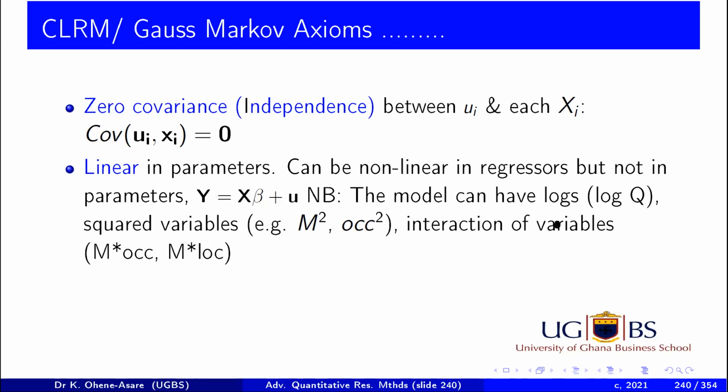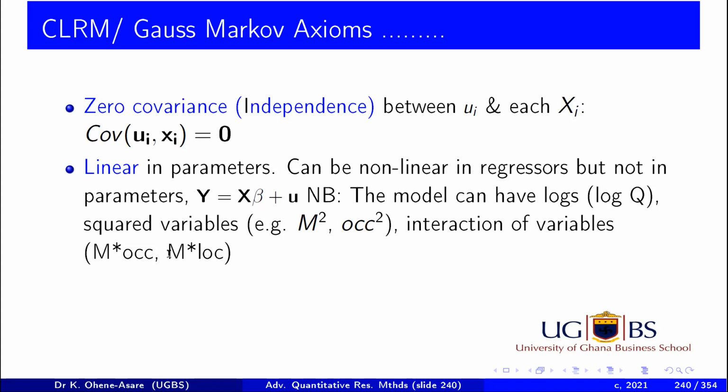And then you can also interact some variables. For example, you can interact your income and your occupation, because they move together occasionally. As you are increasing your occupation, a person can be a doctor and an engineer at the same time, and that can lead to the person's income going up. Also, a person's income can go up because of the location where he is. So you can interact them. Interacting them means multiplying them together.